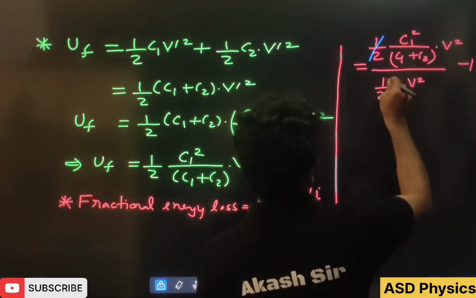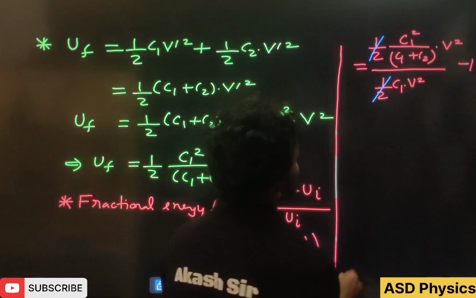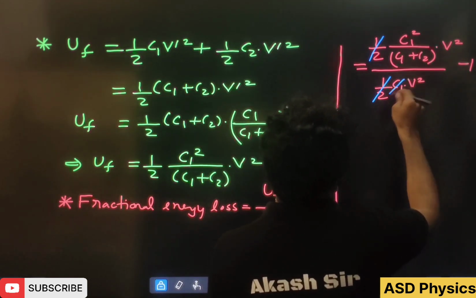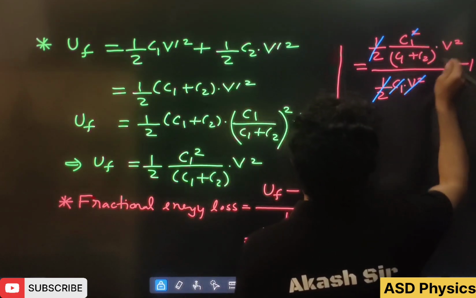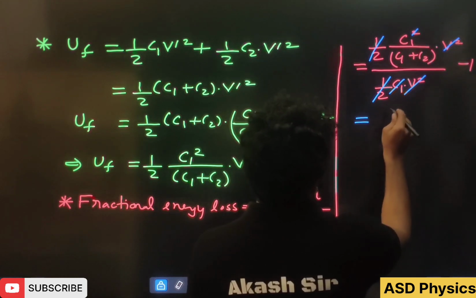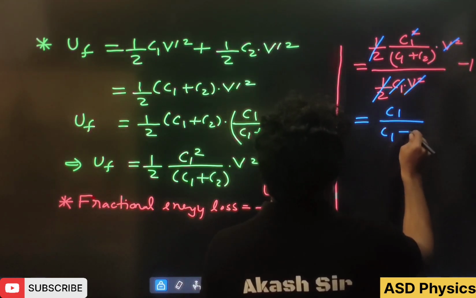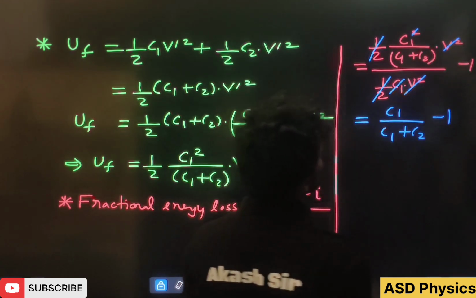We have to keep some patience. This half and half cancel. And from this, C1 and C1 cancel, V square cancel. So students, what will come here? It will come here C1 by C1 plus C2 minus 1.